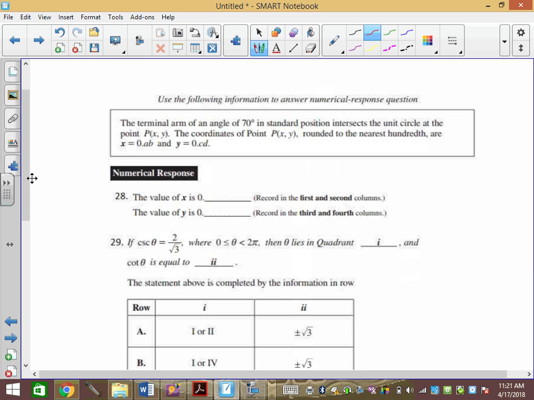Ooh, we have the terminal arm at an angle 70 in standard position that intersects the unit circle. They want to know x, y. They're telling you cosine, right? They're saying cos 70, same as that other question, sine 70. Cos of 70 is, to 2 decimal places, 0.34. Sine 70 is 0.94. So my answer is 3494.